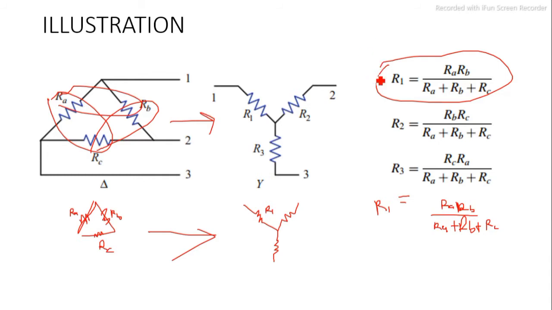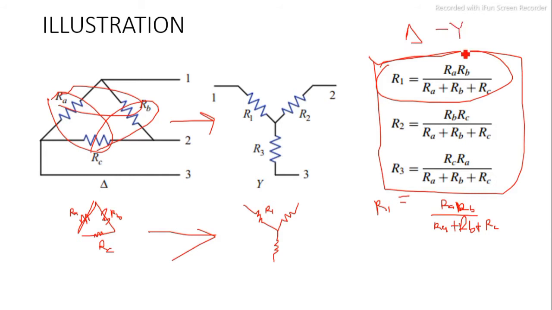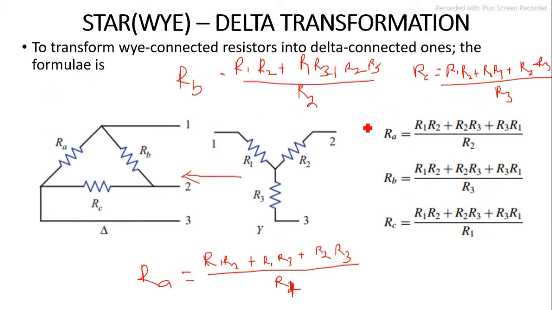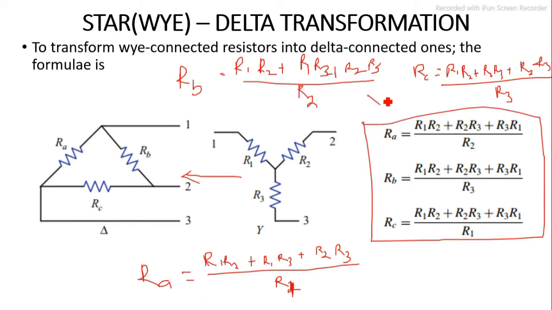So this is the conversion. These are the formulas you need to note. Note this formula. This is from delta to Y. That's the formula. And note this formula also. This is from your Y connection to your delta connection. So let's go to the first example.